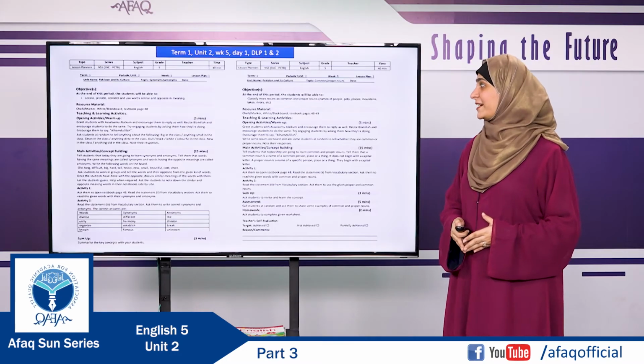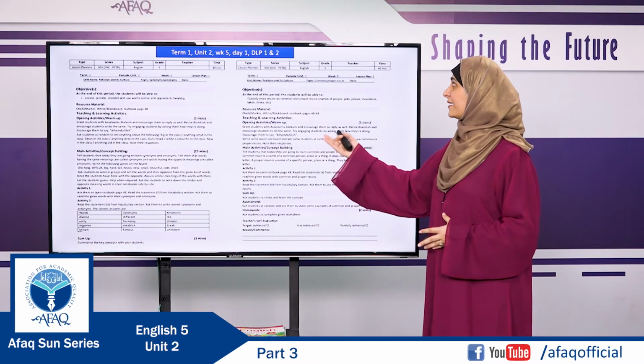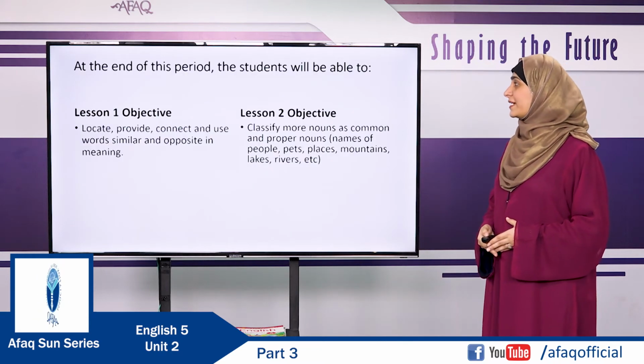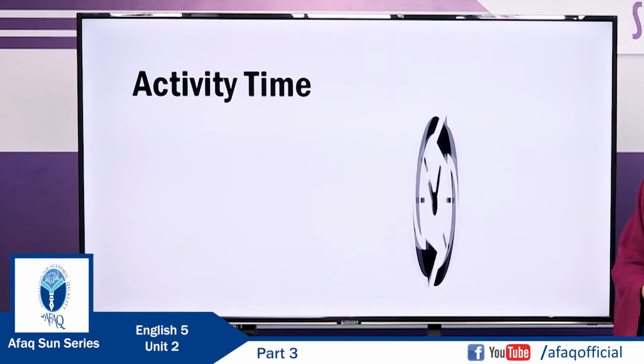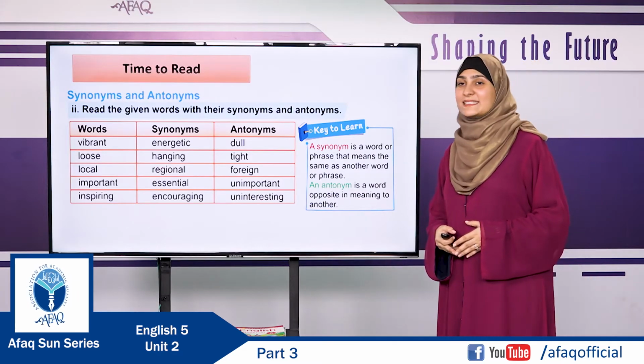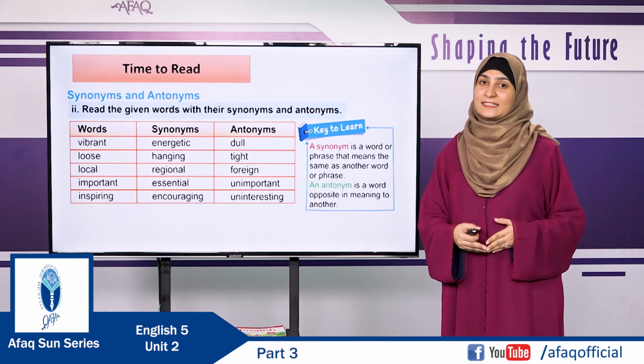Let's start our week 5. For our week 5, the Term 1, Unit 2, Week 5, the DLP 1 and 2 are given. This will help you to cover the following learning objectives. So let's start our activity. This activity is for synonyms and antonyms. Let's recall the rules of synonyms and antonyms.